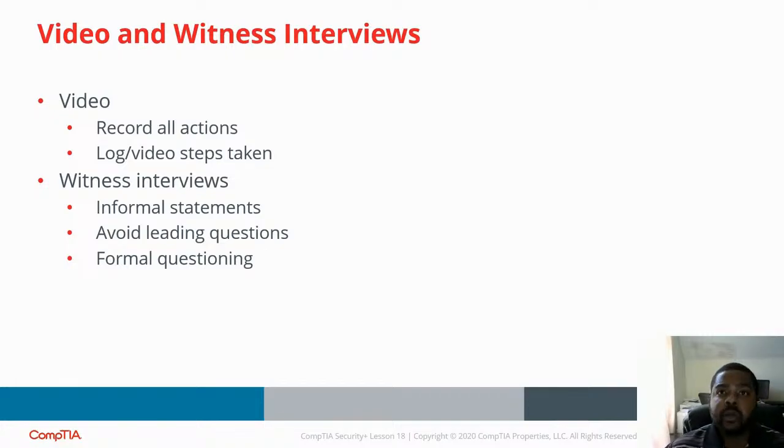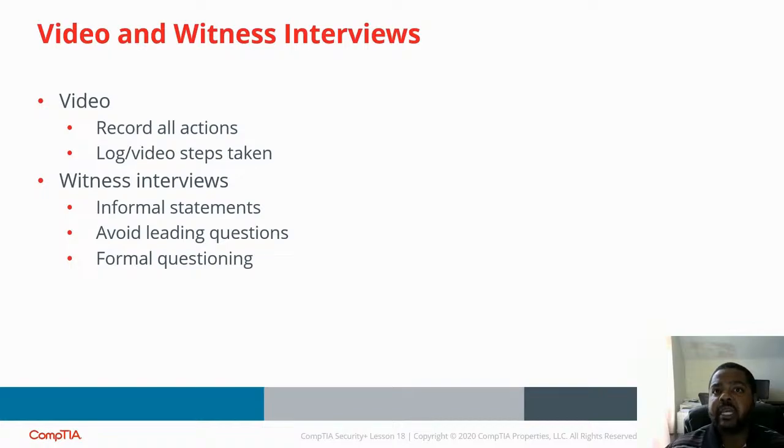Now, along with different tools that we can use to pull the data from those workstations, other tools that we can use to give us more support when it comes to providing evidence are videos, and we can use witness interviews. Did we see a particular person come in? Asking individuals who work in that department, did you see anybody unusual?